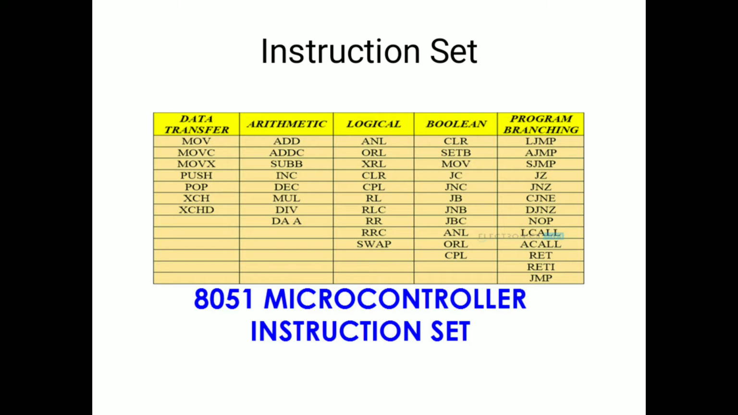So here we have the complete instruction set of the 8051 microcontroller. In this case, we have the data transfer instructions that we use. MOVC is for accessing the data from the code memory or ROM. MOVX is used for accessing the data from the RAM memory. Then push and pop for accessing the data from the stack. Exchange instructions are used for exchanging the source and destination data. So these are all data transfer instructions.